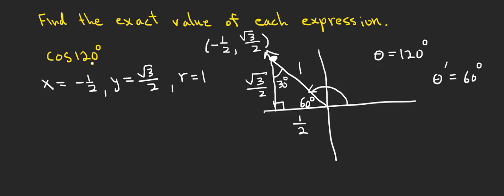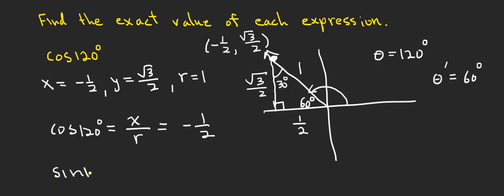So what is cosine of 120 degrees? Cosine of 120 degrees is going to be x over r. So in this case, it's going to be negative 1 over 2. Now let me ask you this: what will be sine of 120 then? For sine of 120, you have to use the same diagram, but now it is y over r. So in this case, it will be radical 3 over 2. Doing it this way, you could find tangent of 120, secant of 120, cosecant of 120, and cotangent of 120.